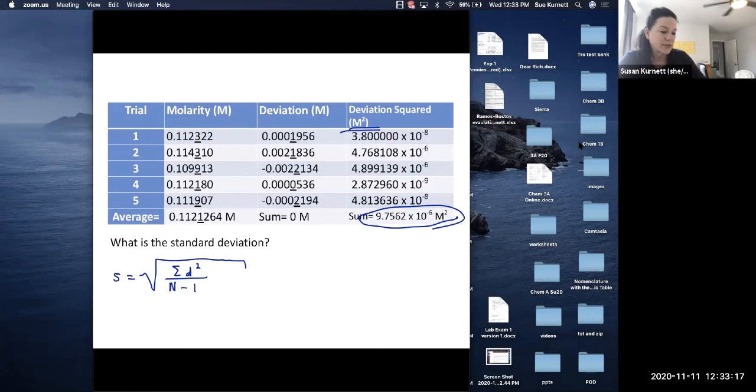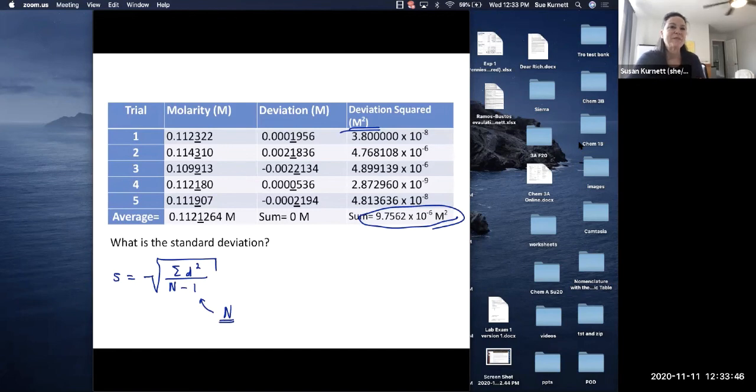And then some students, not you, because you're the good students who are here and paying attention, but students that don't watch the videos or don't pay attention, sometimes don't put n minus 1 there, they put n. And they're like, well, I saw it online, so it's right. It's not right. It's only right if you have gotten a value for every trial that is possible.